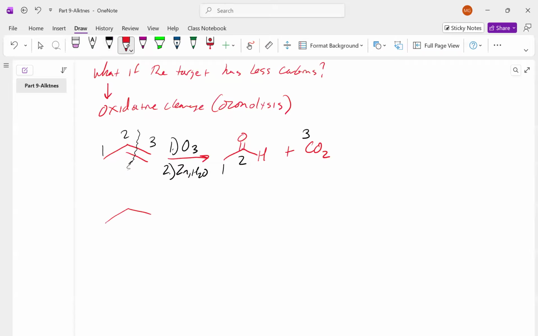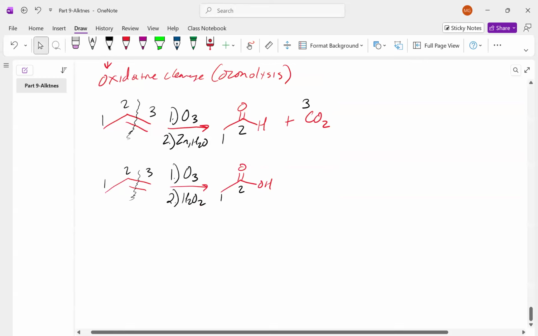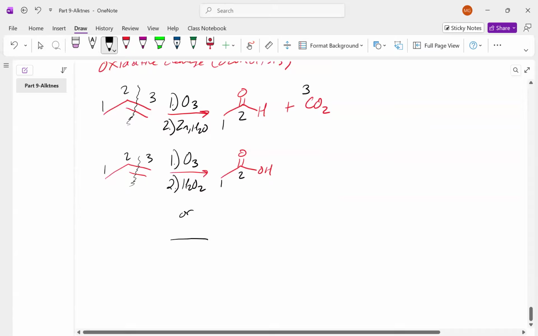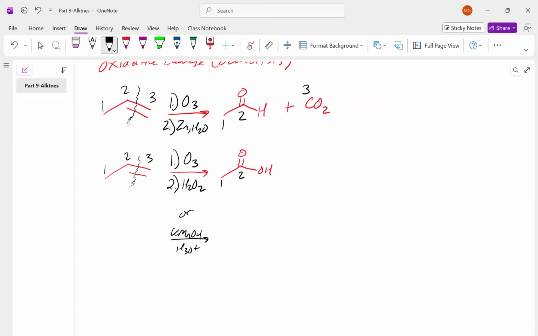Now, alternatively, what if my target was a carboxylic acid? Again, if I numbered these things here, one, two, and three, this is carbons one and two. So how do I get a carboxylic acid out of this? Well, I still do ozonolysis because that's going to cleave the double bond. And then I use an oxidizing agent as a second step, like peroxide, or alternatively, a reaction that will do the same thing is KMnO4 in acid. But we still get carbon dioxide as the other. That's where the third carbon is going.